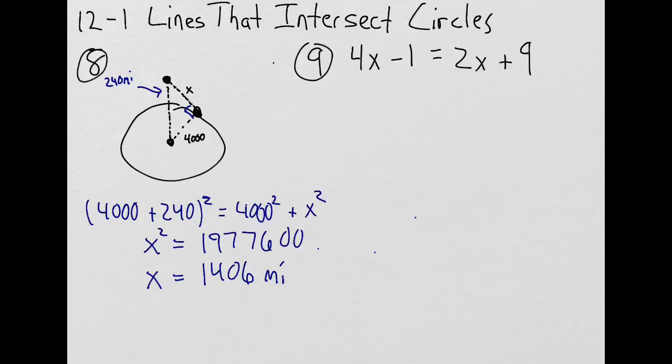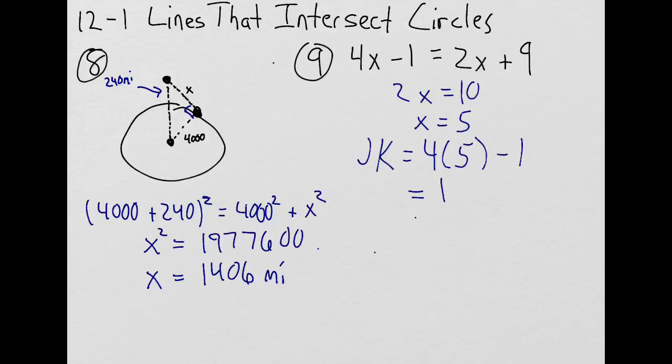So pretty easy at this point, right? It's a basic algebra problem. Subtract the 2x, move the 1 over to the right, and you get 2x is equal to 10, so x is equal to 5. The problem asks you to find JK, so you just plug it in. That's 4 times 5 minus 1, which is equal to 19. And that's it, really. Pretty straightforward. So go ahead and work on this, get the homework done, and let me know if you have any questions.